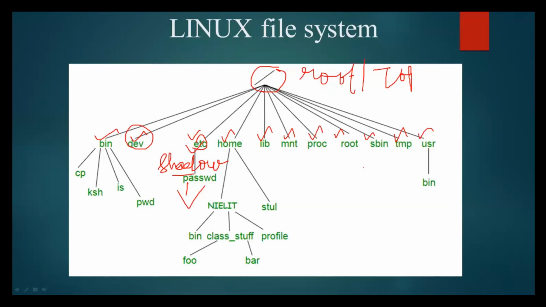Home is nothing but your parent directory where we are working. Here in home, I have Nilite as one of the users, and I have student as another user. Inside that, I have my own files and folders. Next one, your library files. Library files are, as usual, some special kind of files which are used for accessing.